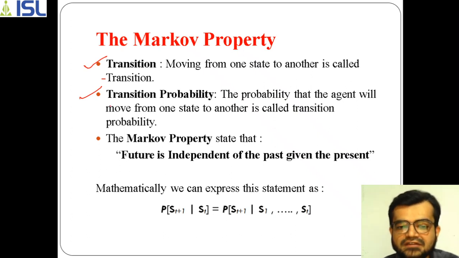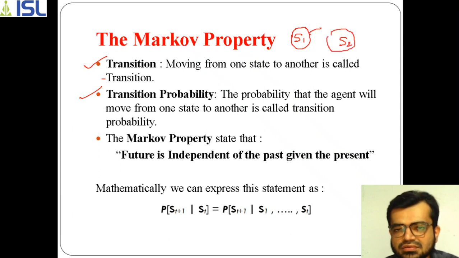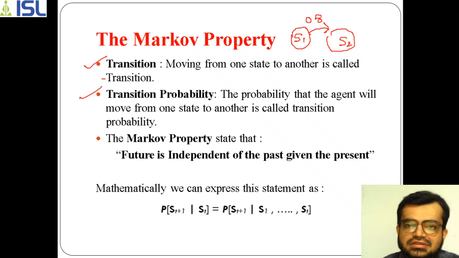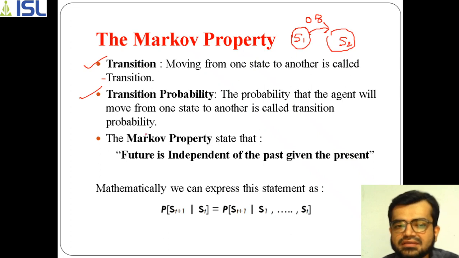If an agent is in state S1, and it moves to S2, the probability by which it moves from S1 to S2 is the transition probability. If it is 0.8, let us assume, then this 0.8 is the transition probability of moving from state S1 to S2. That is why it is termed transition probability.